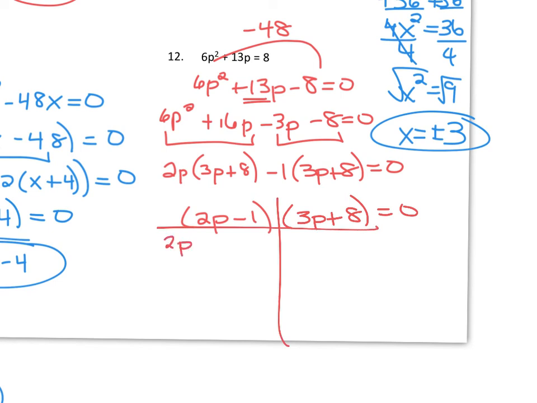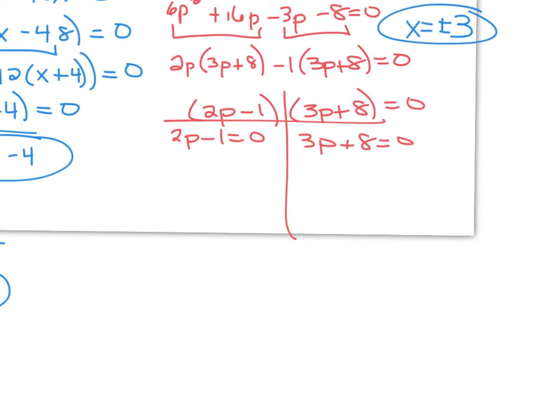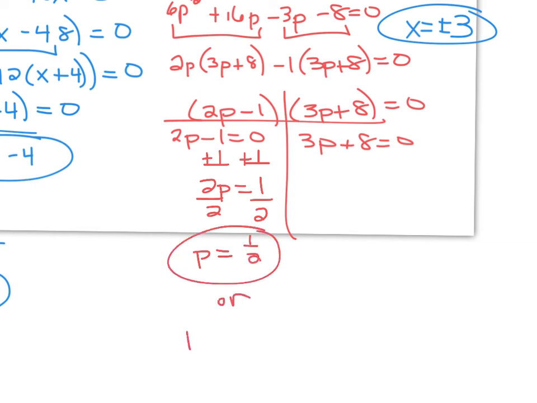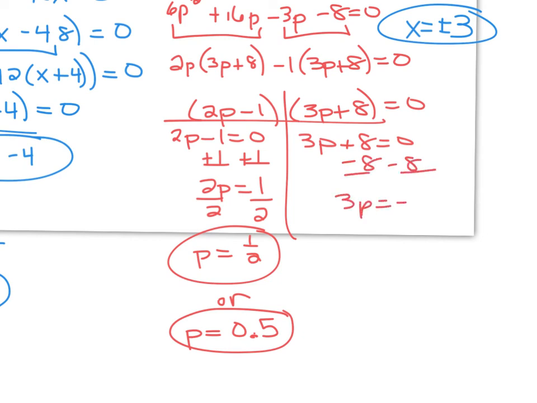So when you set each of these factors equal to 0 and solve, you should wind up with two, I guess, fractional solutions. So here I can add 1 to both sides of the equation, and then I'm going to divide by 2, leaving me with p equals 1/2. If you want to write that as 0.5, you could do that because it's a decimal that stops, that terminates, right? It has an ending. Either one of those answers is fine. Now over here, when I subtract 8 and divide by 3, you get p equals -8/3. This one you can't write.